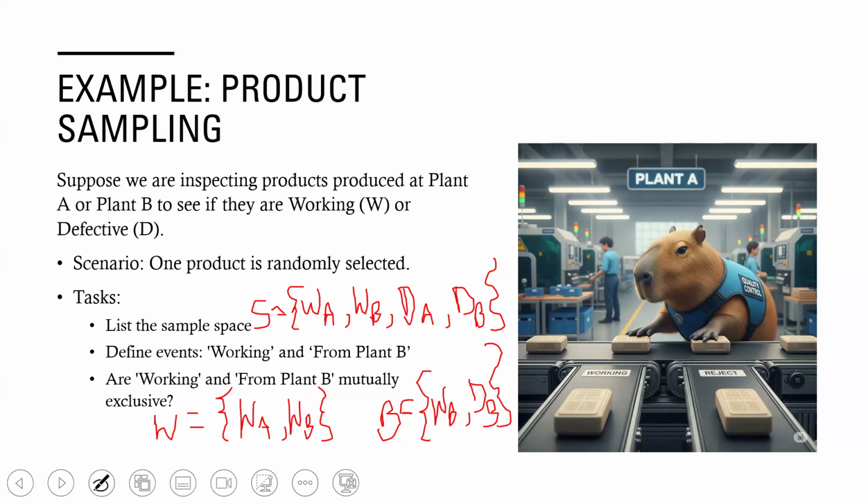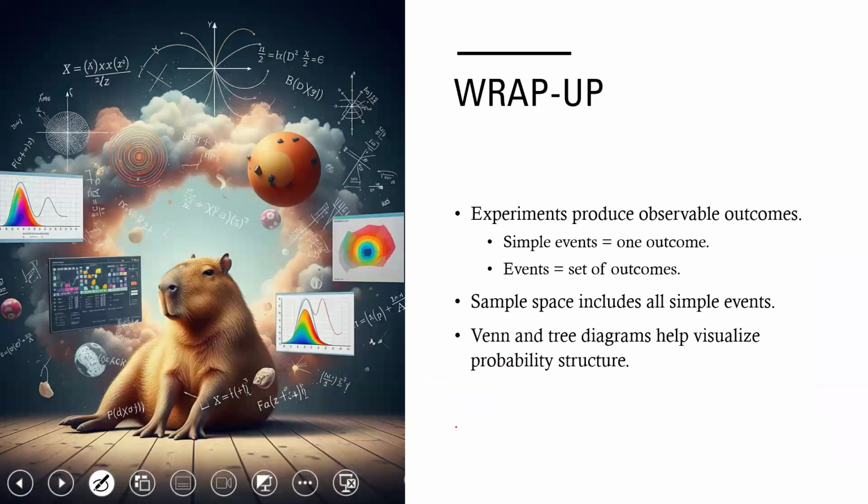Okay, now ask, are the events working and from plant B mutually exclusive? No, they've got something in common. The outcome, W subscript B, belongs to both of them. This type of reasoning is foundational in business analytics, where you're constantly evaluating product reliability, source quality, and error rates.